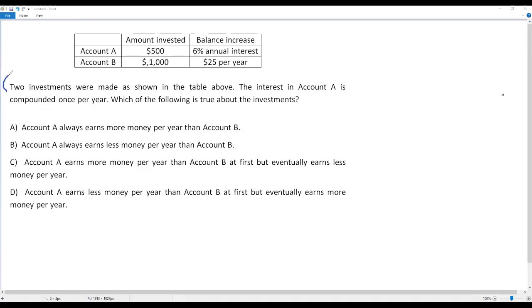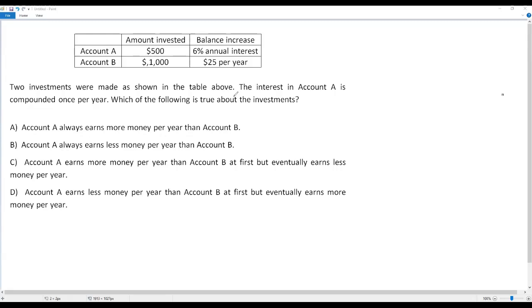Okay, let's go through the information here. Two investments were made as shown in the table above. The interest in account A is compounded once per year. Which of the following is true about the investment? Option A, account A always earns more money per year than account B. Option B, account A always earns less money per year than account B. Option C, account A earns more money per year than account B at first, but eventually earns less money per year. And the last option, D, account A earns less money per year than account B at first, but eventually earns more money per year.